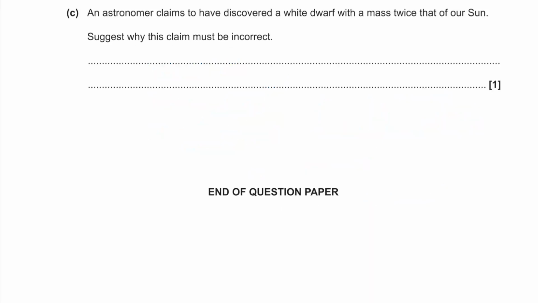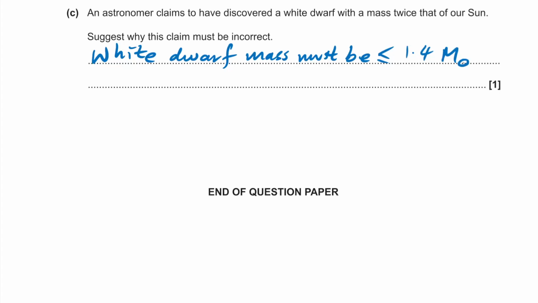An astronomer claims to have discovered a white dwarf with a mass twice that of our sun. Suggest why this claim must be incorrect. So the magic number here is about 1.4. A white dwarf's mass must be less than or equal to 1.4 solar masses. Just something you need to remember. So there we go. That's it.